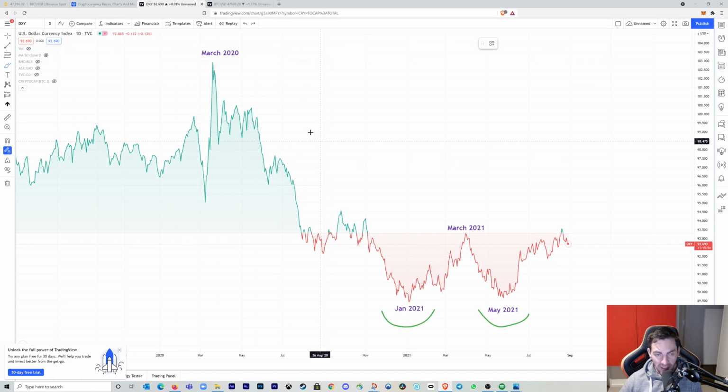And we know that the DXY and Bitcoin have an inverse correlation. So the DXY is the US dollar index. And when the dollar is going up, Bitcoin is going down, and vice versa. We can see the COVID crash right here when the dollar was up quite high, and then we can see the peaks when the dollar was down low.